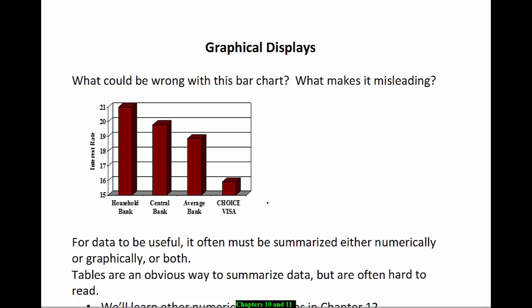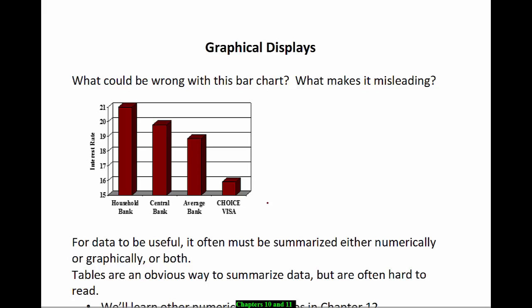The following is a bar chart. What makes this bar chart misleading? Notice what's on the vertical axis, the interest rate. And on the horizontal axis are the labels, the names of banks. So it looks like some sort of credit offering offered by each bank.